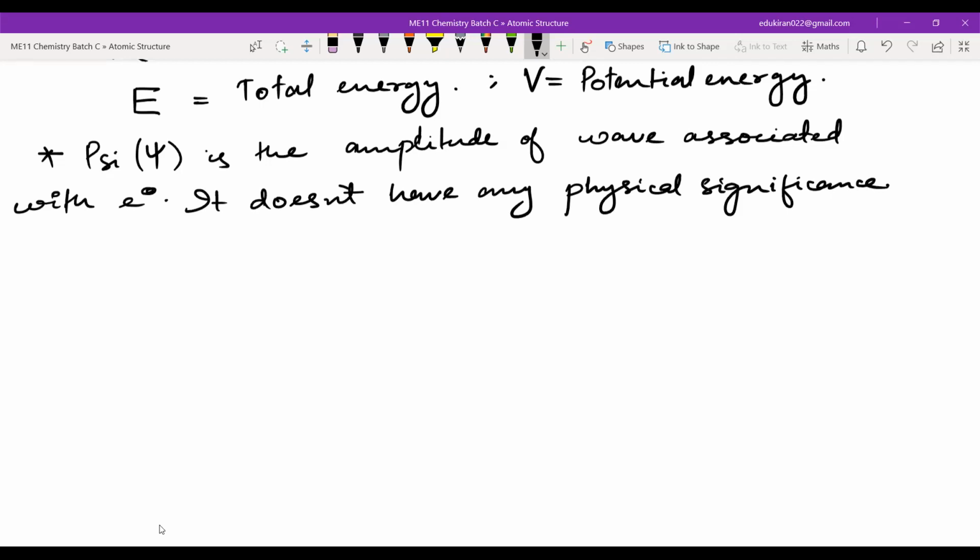But if we have psi squared, if you remember from the chapter Sound of 10th standard, amplitude square is intensity. If you don't remember, that's fine, but you should know that amplitude square is proportional to intensity.